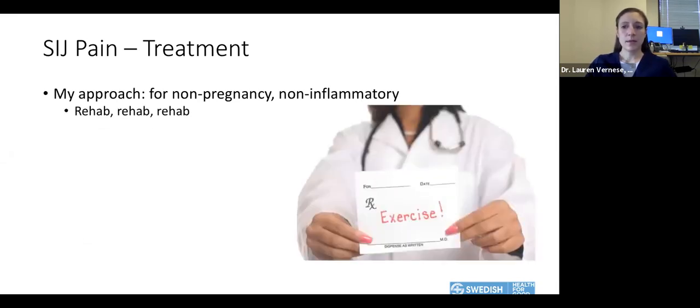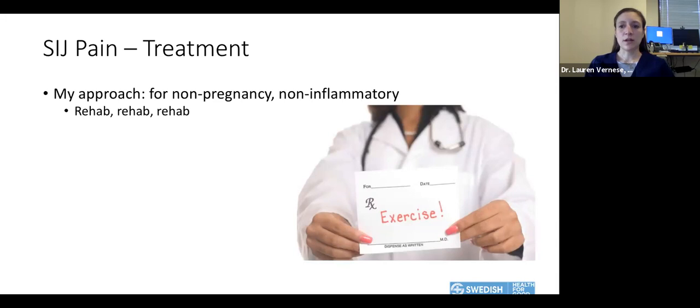I explain to the patient that this is something that I don't recommend me giving you a home exercise program for. You should go in and see a physical therapist, sometimes one that specializes in pelvic floor muscles, sometimes just someone who's really good at the hip and spine, because it's really hard to learn how to engage the right muscles at the right time.